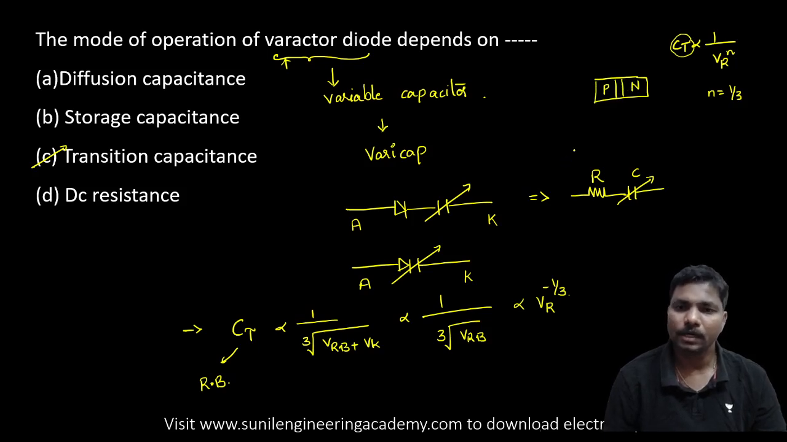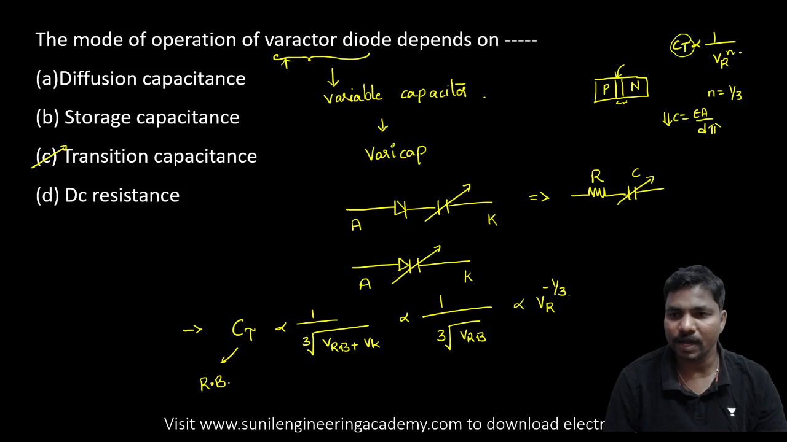Okay, normal diode. What is happening? If you increase the reverse bias voltage, then the depletion layer width will increase. As the depletion layer width increases, what happens to the capacitance? Distance increases means capacitance decreases. So what have they given? The reverse bias voltage increases.